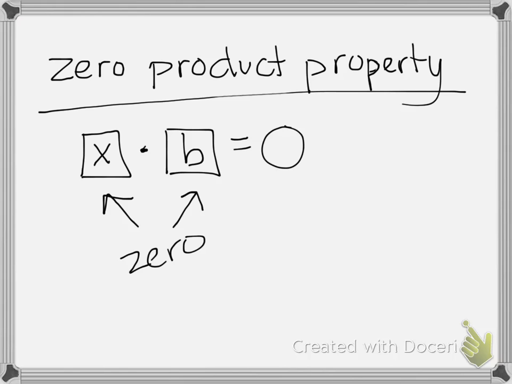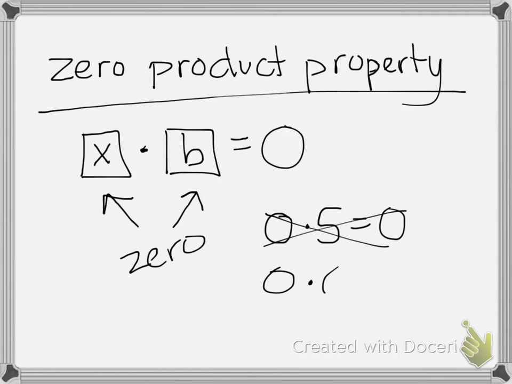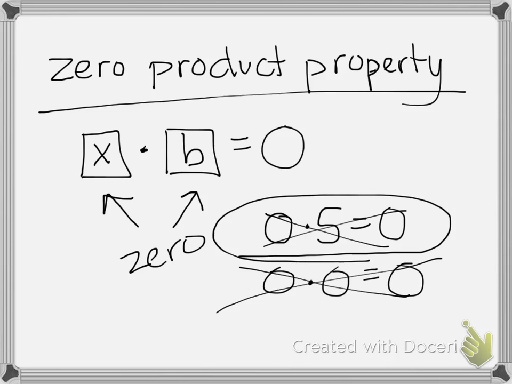Because like let's say x was 0 and b was 5. So is 0 times 5 0? Yes. Let's say x was 0 and b was 0. Would that make it true? Yes. So they can both be 0 or one of them. And we really are dealing with this right here, where we want to make one of them 0 and then we'll know the answers to it. So let me show you how that works.